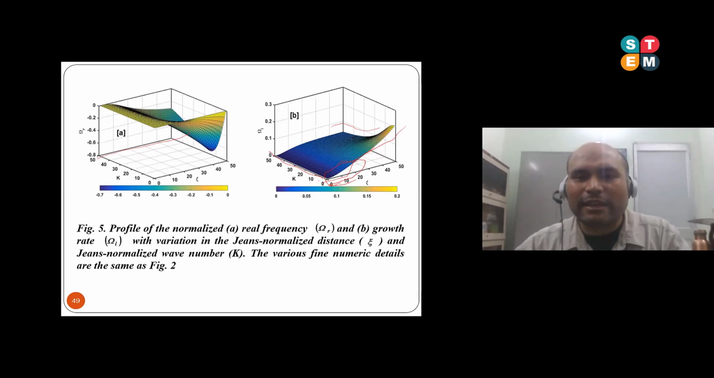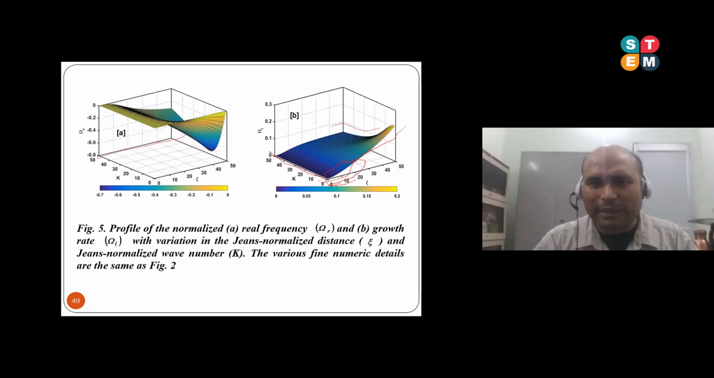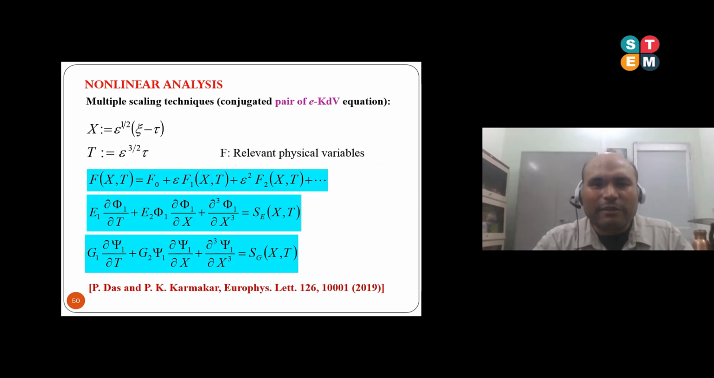So this is just a 3D profile of what we have already mentioned before, regarding the stability features of the instability. And now, what is the nonlinear stability?